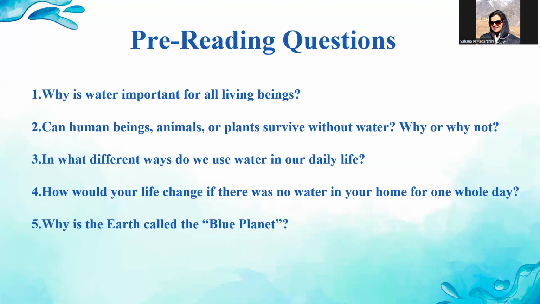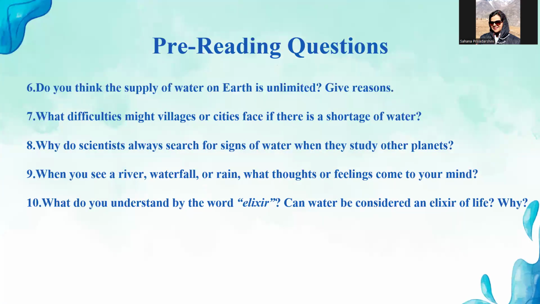So scientists even search for signs of water in other planets also, right? Why are they in search of water in other planets also? Because if water exists, there is a chance that life could exist on that planet. So clearly, water is not just a natural resource; it is a lifeline. So these questions, these points can be discussed in the class.